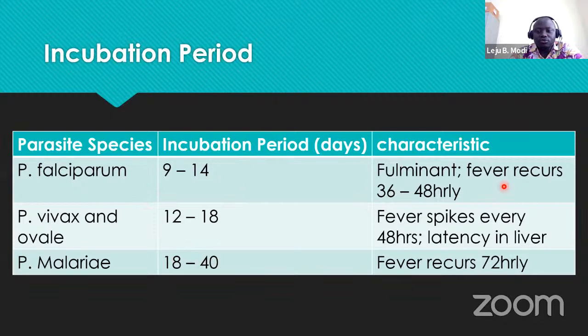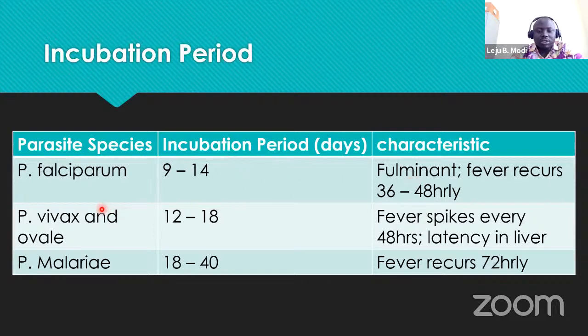Another important thing to note is that for these different species, there's a characteristic way the malaria presents. For example, falciparum can present in a very severe form and quick to come on. The symptoms and signs have a sudden onset. That's what we call fulminant. Its fever can come and go, recurring between 1.5 days and 2 days. So it can come today, subside, and 36 to 48 hours later it will come back. That is typically a falciparum kind of malaria.